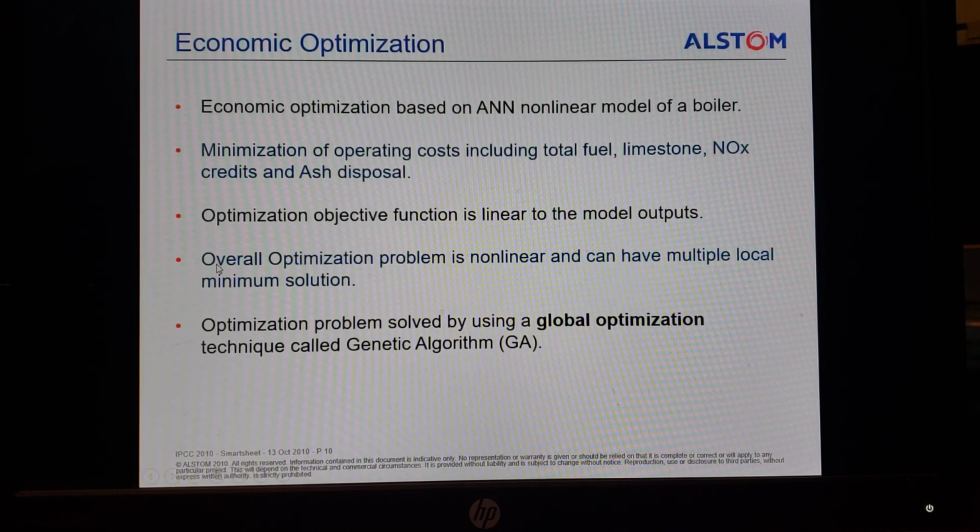Overall, the optimization problem is nonlinear and can have multiple local minima. It is not a simple linear problem. The optimization problem is solved by a global optimization technique. We use a genetic algorithm, which is one of the typical stochastic optimization methods.